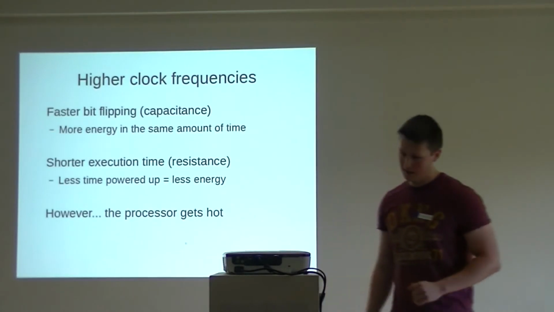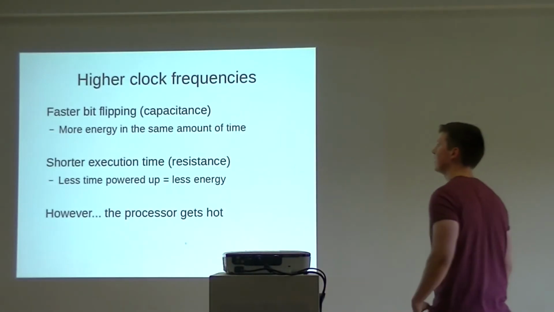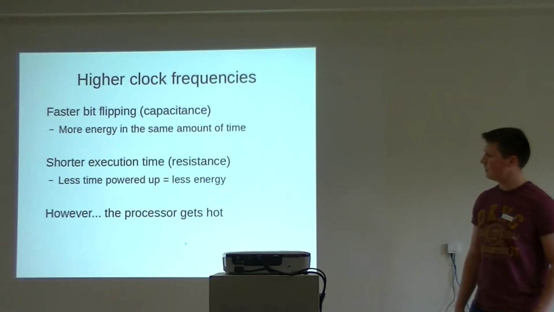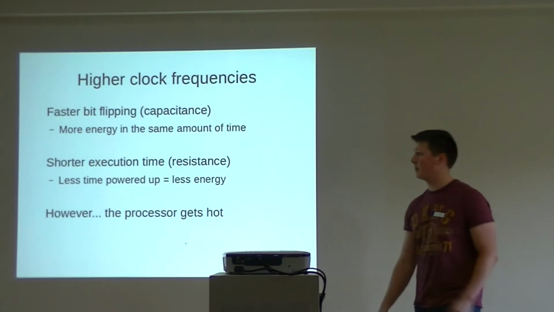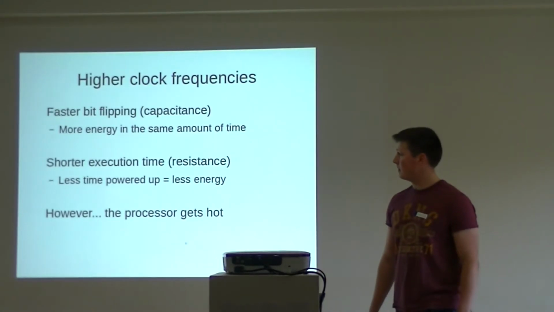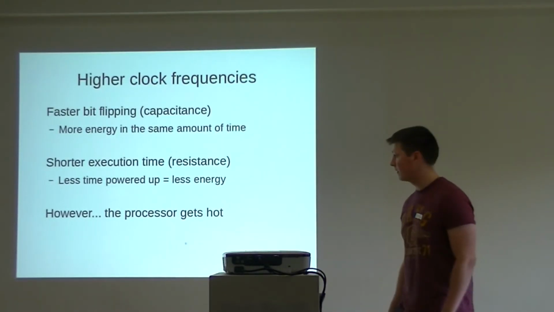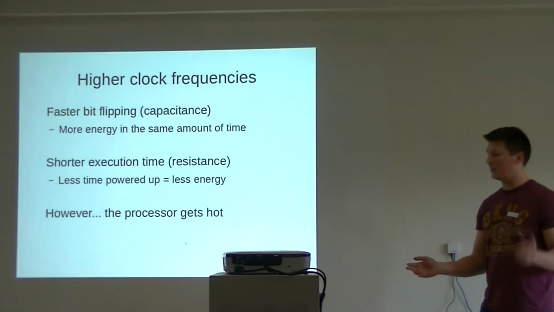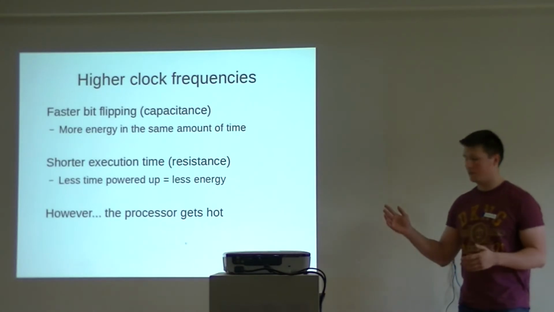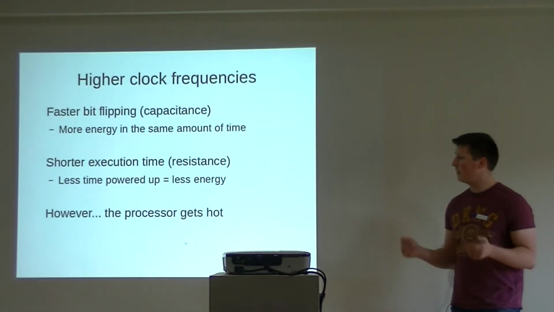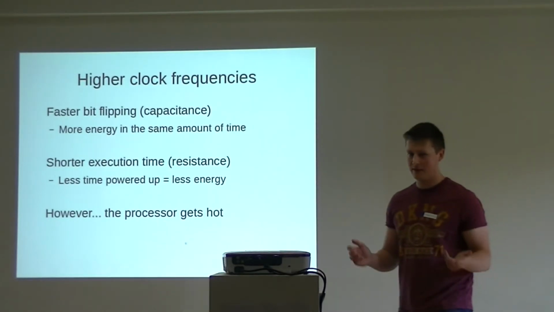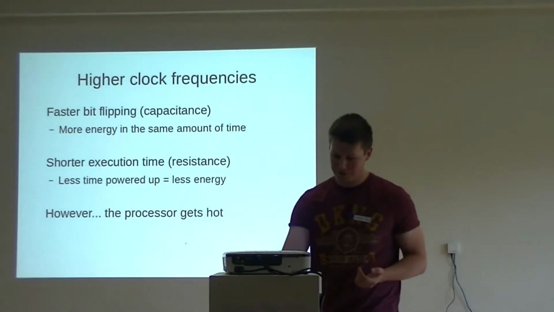So on to another thing about the higher clock frequencies. They give higher power because it's faster bit flipping, and you still have to charge up the same amount of capacitance. Shorter execution time also means that your leakage is lower, so that resistance that we saw from one side of the transistor to the other, power is going constantly through that. If you have a shorter time, you waste less energy. However, if you do this too much, you get too hot.